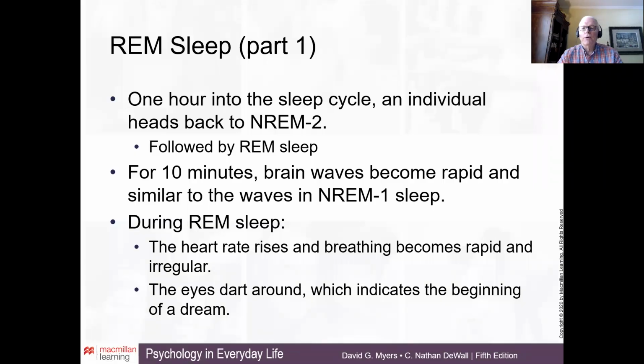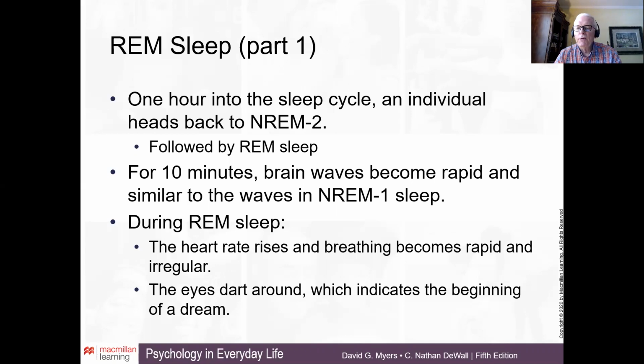It takes about 45 minutes to an hour once we fall asleep before we go into REM sleep. The duration of REM sleep varies throughout the night. It tends to be shorter when we have REM intervals early in the night and longer when we have REM sleep intervals in the second half of the night, or in the early morning hours, would be another way of putting it.